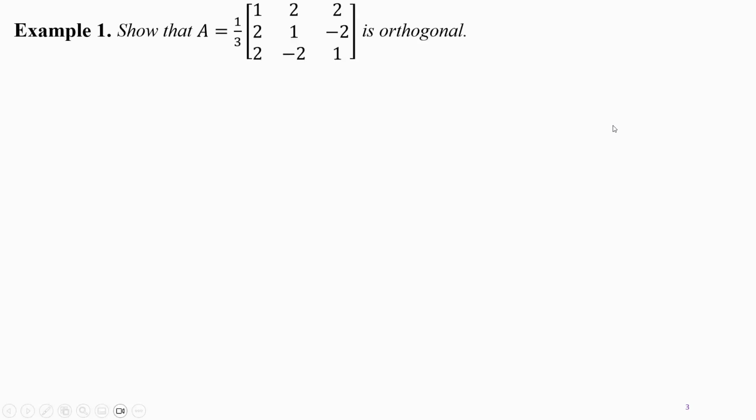Today we discuss orthogonal transformation. The question is to show that the matrix A, given by 1/3 times [1, 2, 2; 2, 1, -2; 2, -2, 1], is orthogonal.